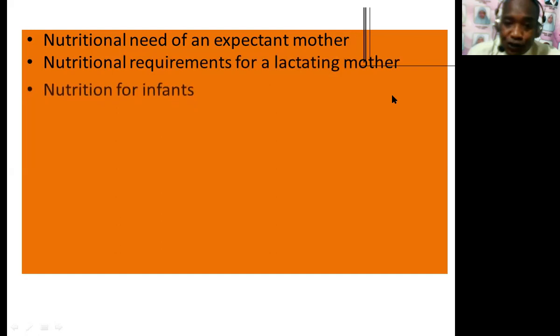Next is nutritional requirements for infants, nutrition for infants. Candidates, infants are newborn babies below the age of 2 years. Infants are exclusively fed on milk for 4 to 6 months before weaning. What is weaning? Weaning is the introduction of solid foods.